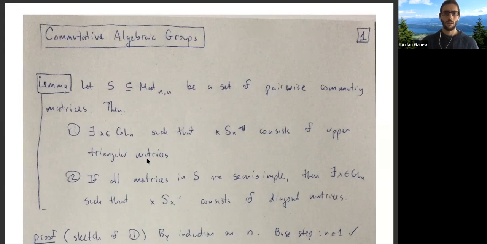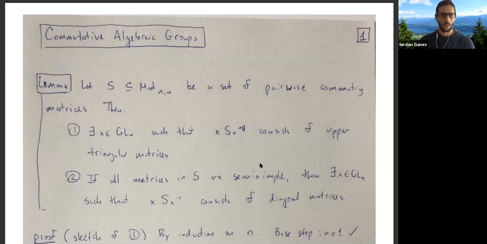So if we have a subset of pairwise commuting matrices, it doesn't need to be a subgroup, just some subset of matrices that commute, then we can always put them in upper triangular form. We can always conjugate all the matrices by the same element such that they all become upper triangular. And then if they all happen to be semi-simple, aka diagonalizable, then we can find an element so that when we conjugate each of them, they become diagonal. So it's very important that they commute.